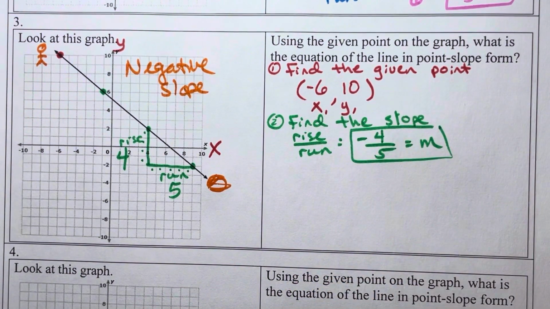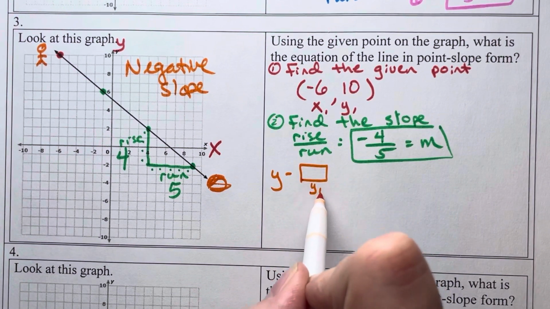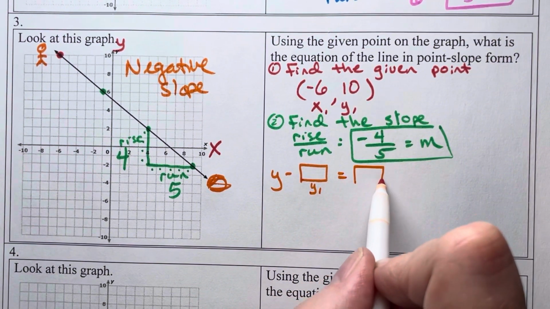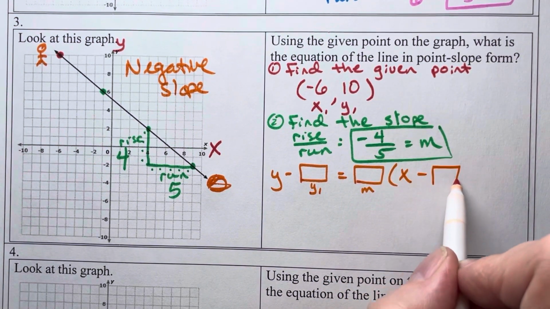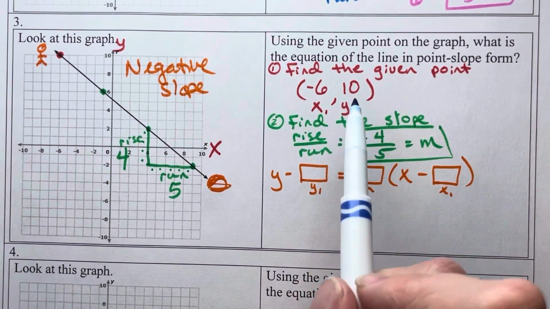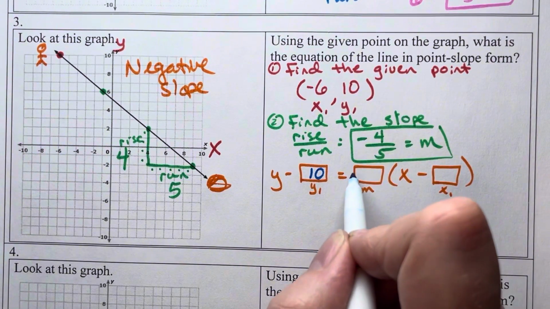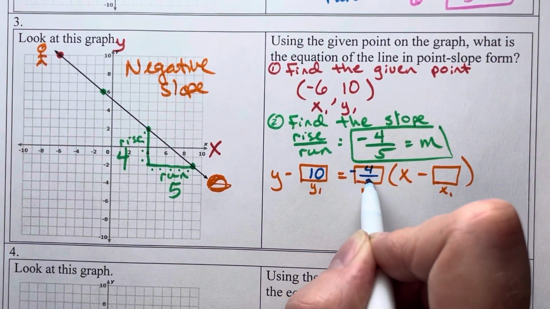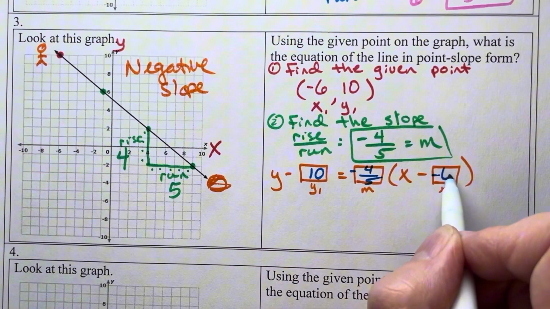Okay, let's build our own framework and then we can fill in the blanks. Y minus y sub 1 equals m times the quantity of x minus x sub 1. All right, my y1 value, that was +10. My slope, that was -4/5. My x1 value, that's -6.